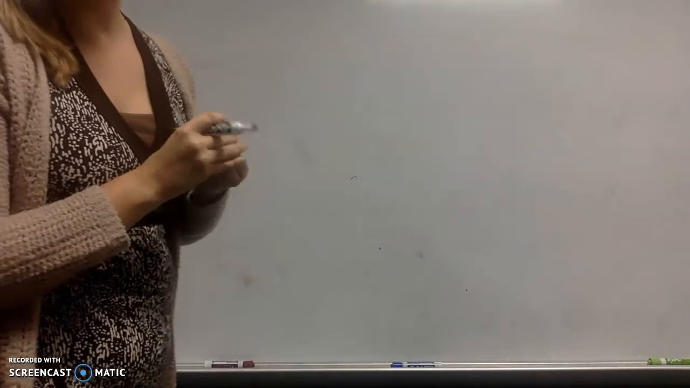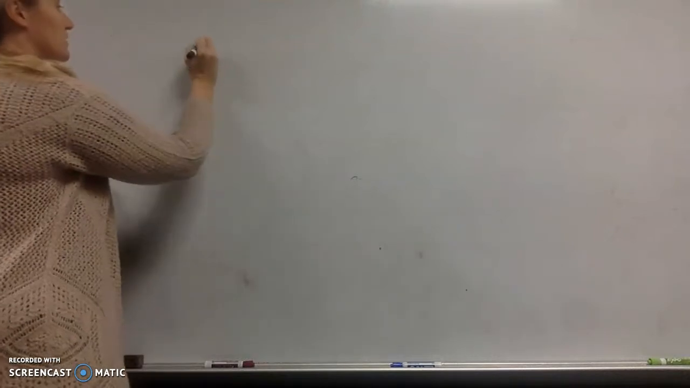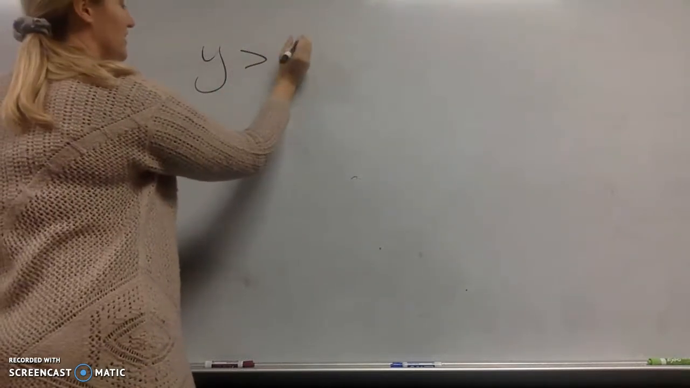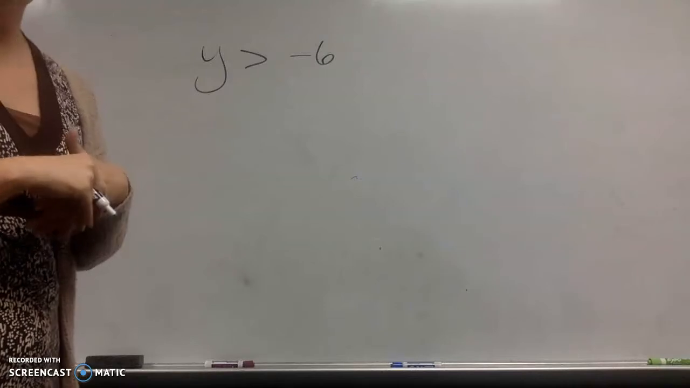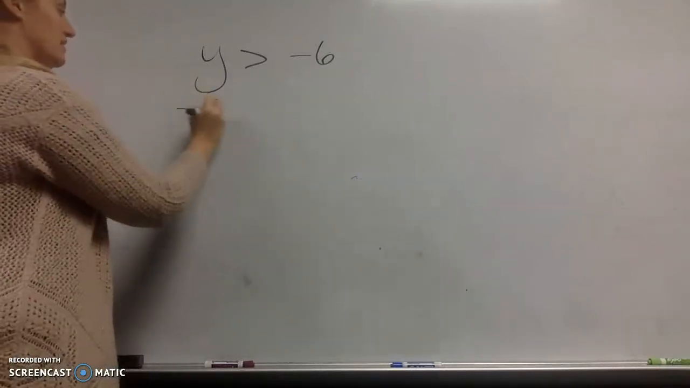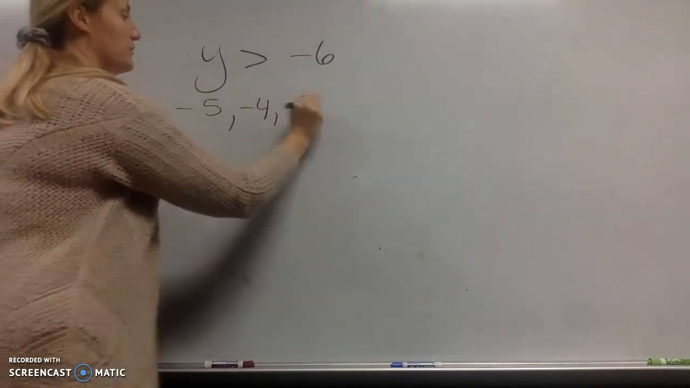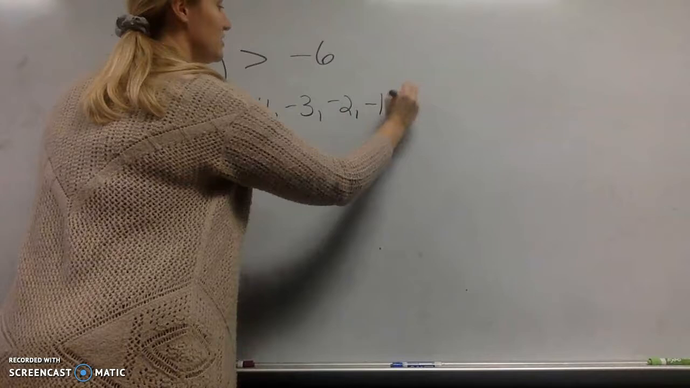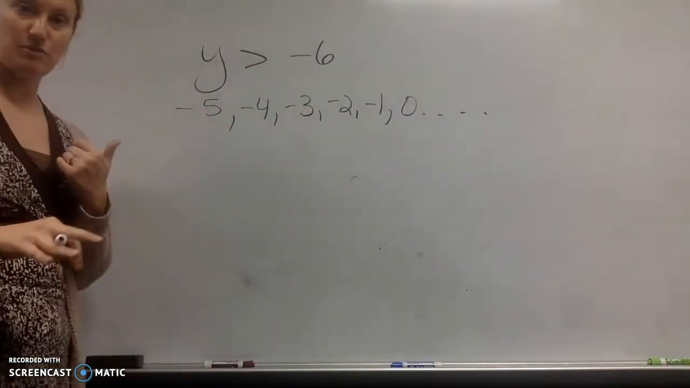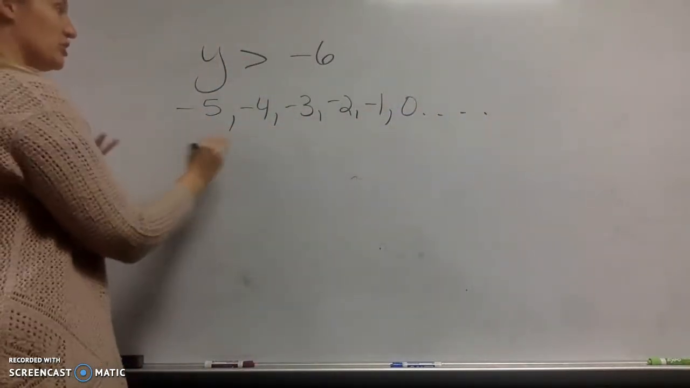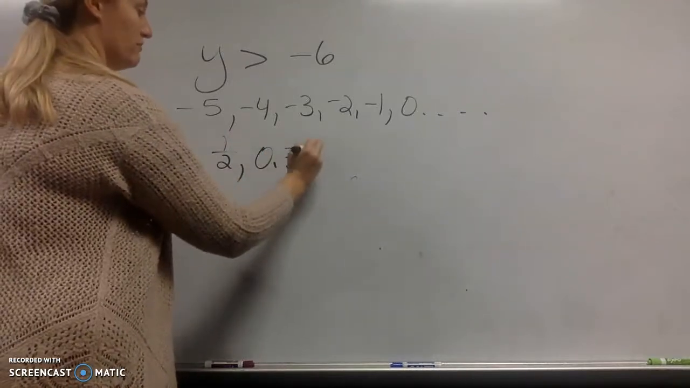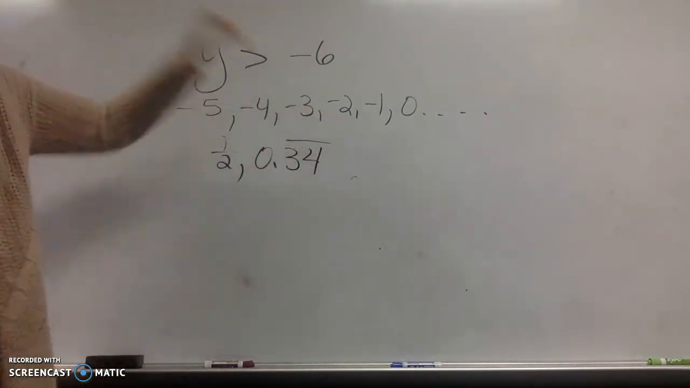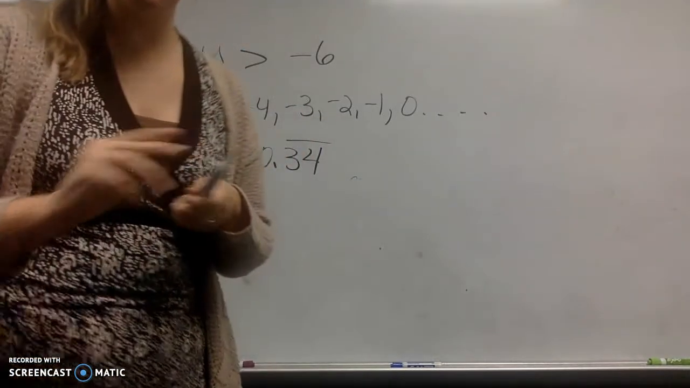So let's try another one of those. If I say Y is greater than -6, and I ask you to give me some numbers that would work for Y, obviously, -4, -3, -2, -1, 0. Any positive number will work. We could also do fractions. 0.34 or a tenth. That is greater than -6.